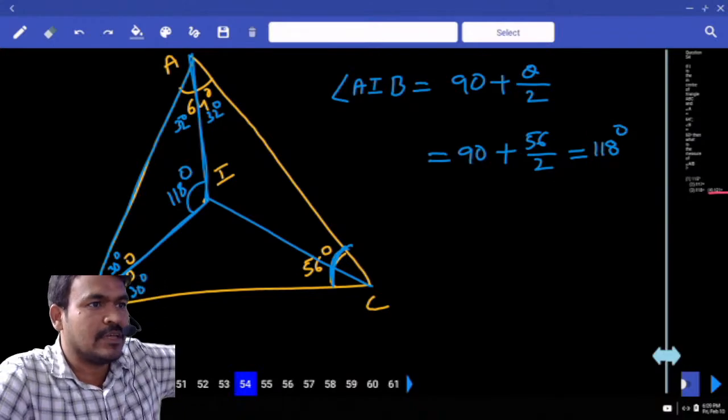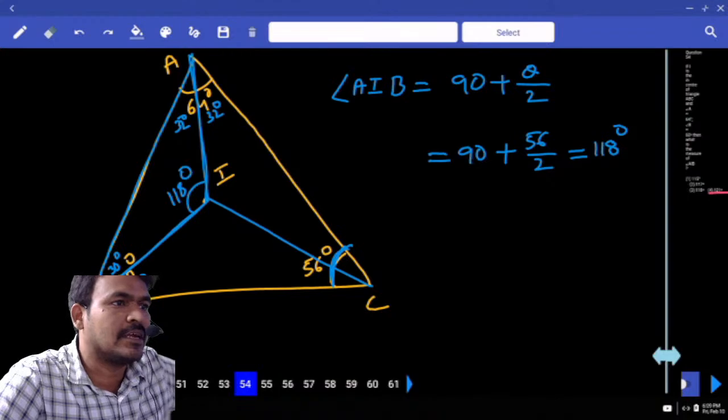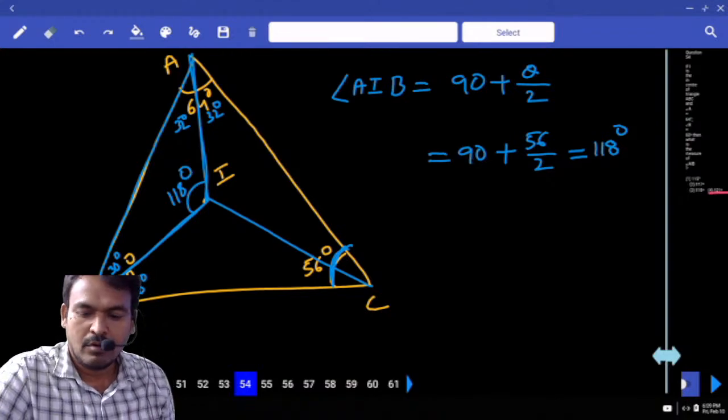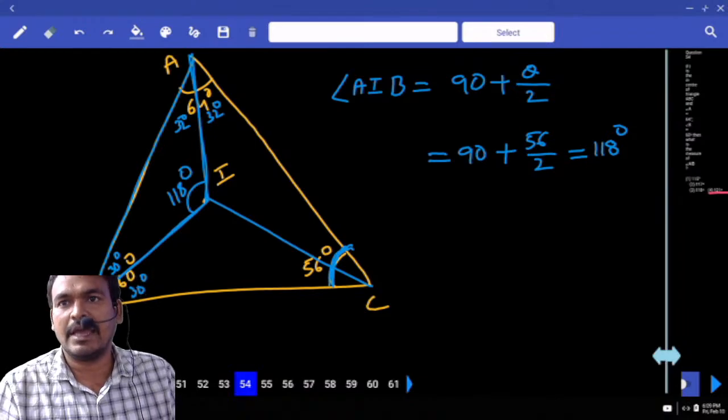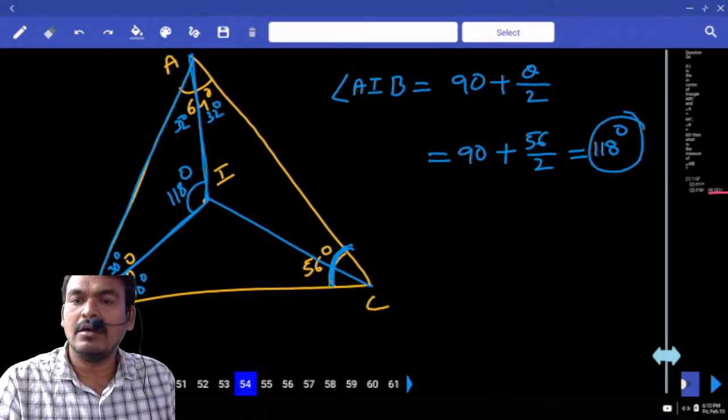Bisector concept, if it is theta, this one is 90 plus theta by 2 or not? What is the theta value here? 56. Theta by 2 means 28. 90 plus 28, it will be 118 or not?